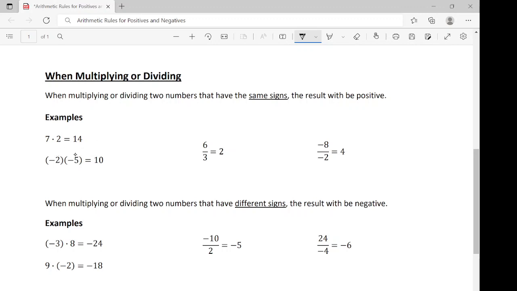Or negative 2 times negative 5. Multiplying two negatives will give me a positive answer, so I know it'll be positive, and so I just do 2 times 5, which is 10.